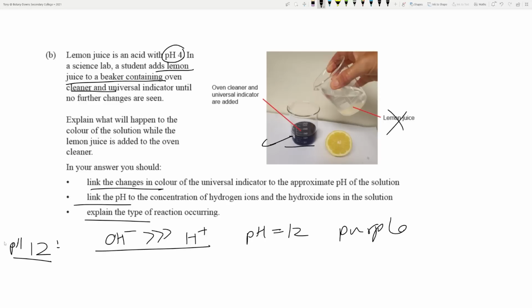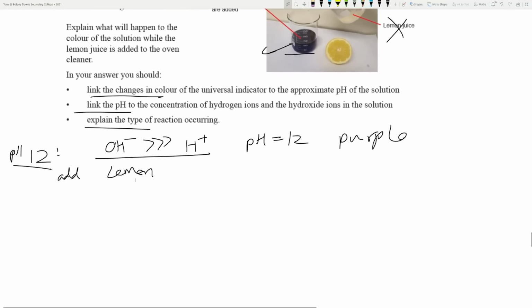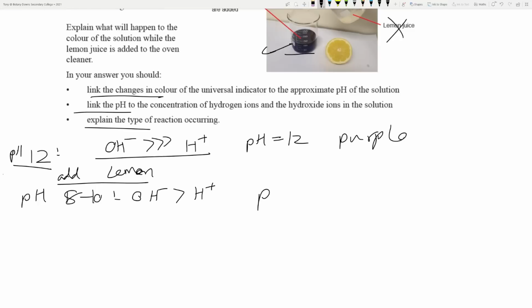But when you start adding the lemon juice, what's going to happen is that this will go down to pH 10 or 8 or 9, doesn't matter what it is. You can say 8 to 10. You add a bit of lemon juice, and now your OH minus is only going to be a little bit higher than your H plus, because now your pH is about 8 to 10. It's still going to be greater, but you're not going to have as many OH minus ions compared to what you used to have, because they have been neutralized.